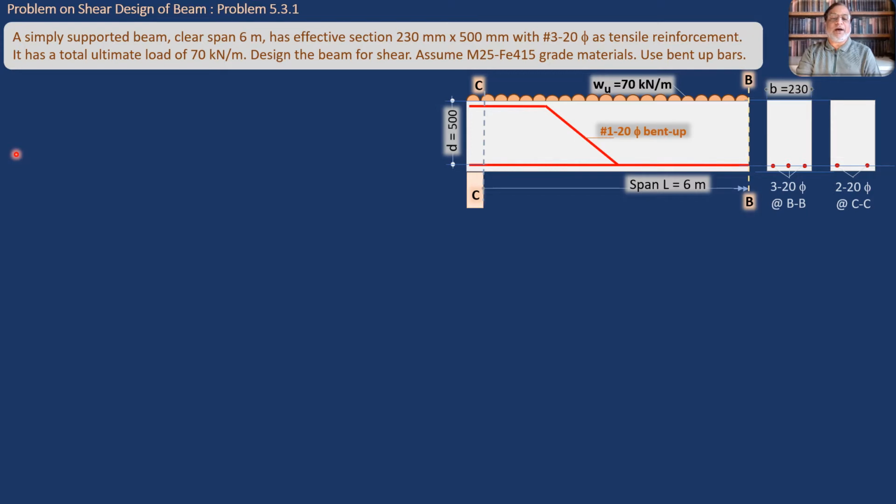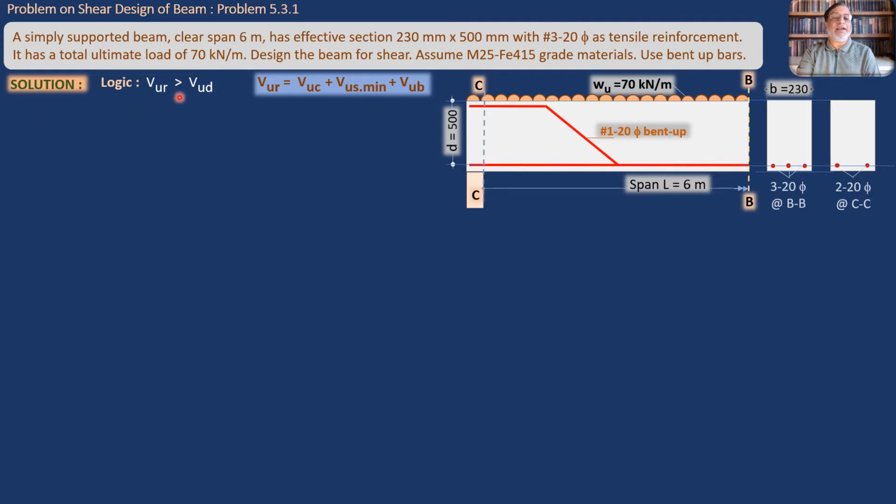Now, what we have been asked is design the beam for shear. In the earlier video we have seen the real meaning of designing a beam for shear. The logic behind designing the beam for shear is simple. It can be put in mathematical relation like this. We should provide a shear resistance VUR which should be greater than the critical shear force or the ultimate design shear force that we are calling VUD.